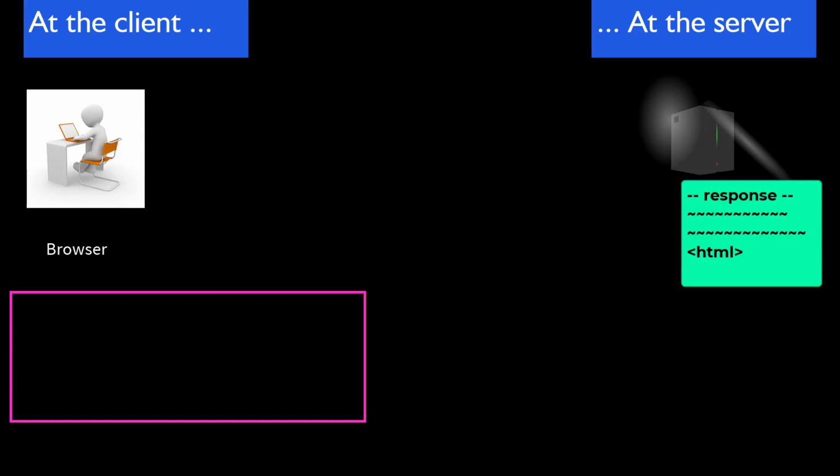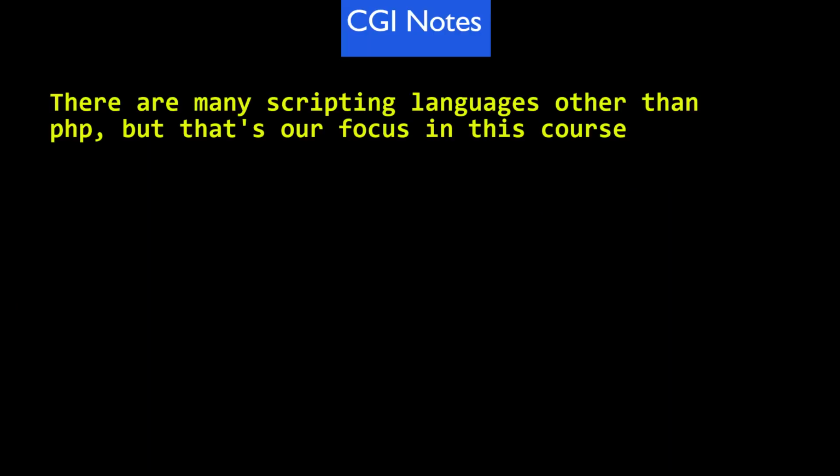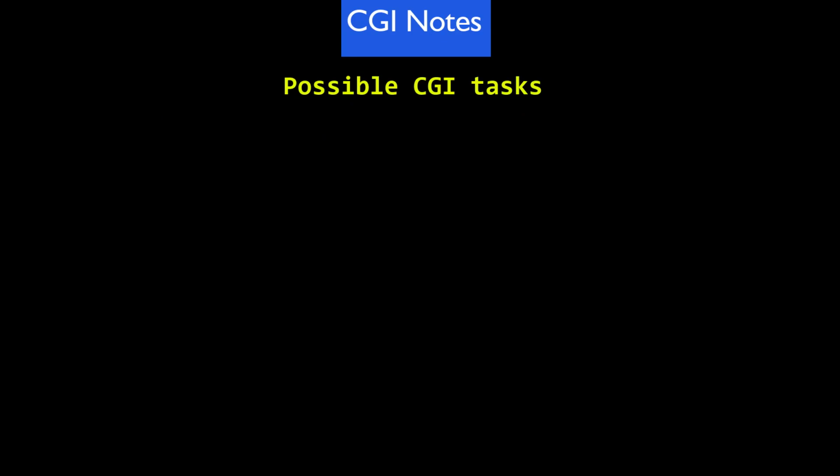The content of stdout, along with some HTTP headers, is sent back to your browser as a reply to the original request. There are many scripting languages other than PHP, but we're going to focus on using PHP in this course. We get into the specifics of the PHP language in the next lesson.